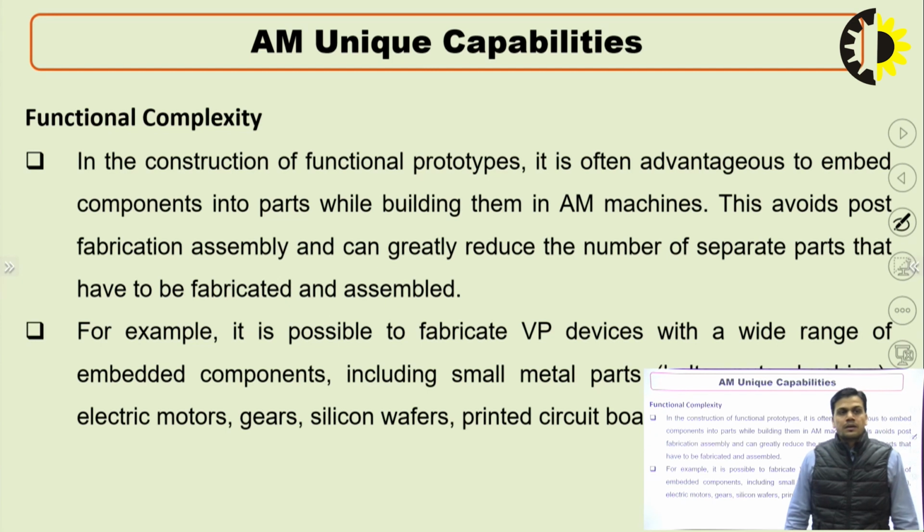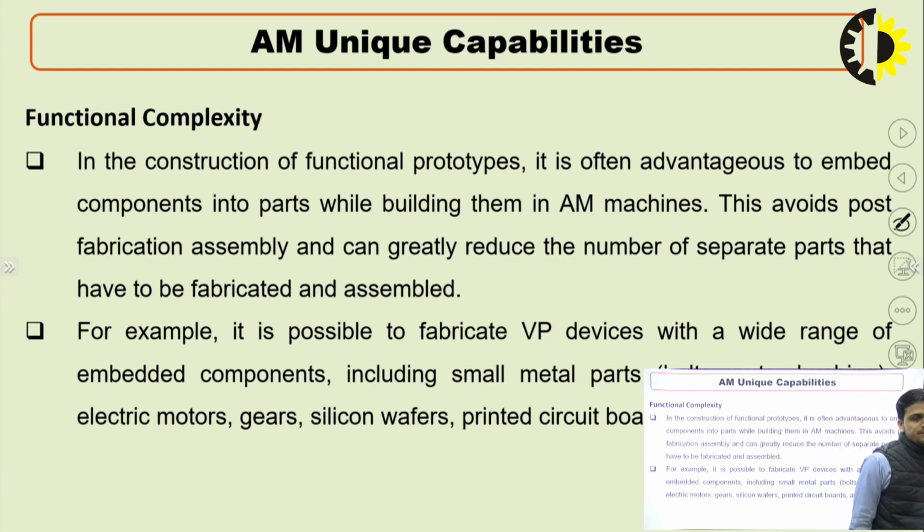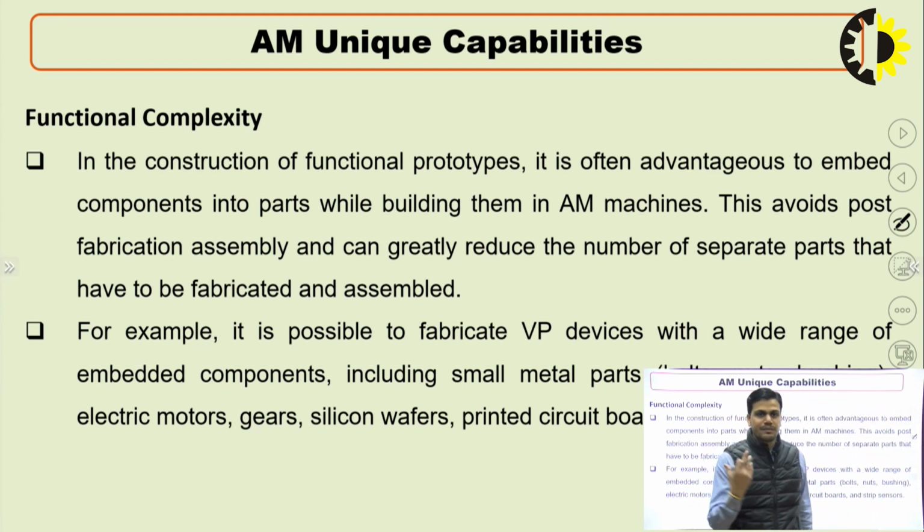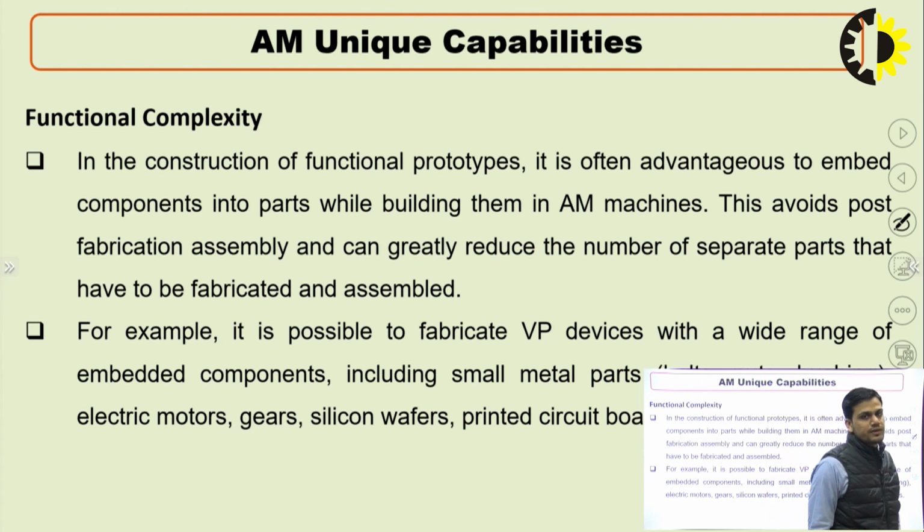So in the construction of functional prototypes, it is often advantageous to embed components into the part while building them in the AM machine. This avoids post-fabrication assembly and can greatly reduce the number of separate parts that you have to fabricate and assemble. As you can see, the embedded systems we just talked about: normally you have to create some assembly, but with additive manufacturing you don't require any kind of assembly. You can manufacture in one go.